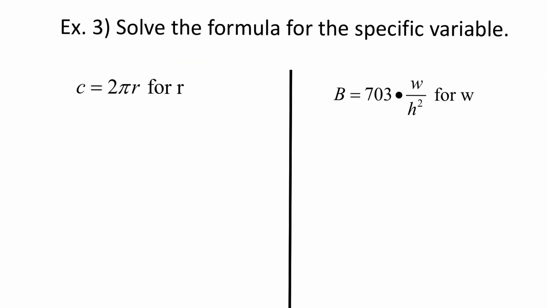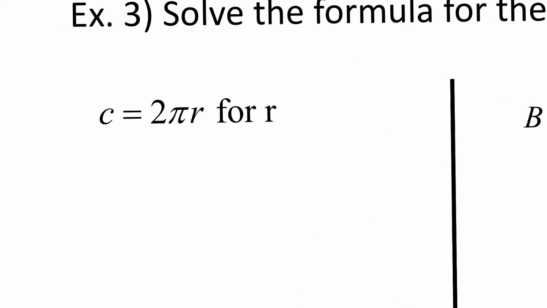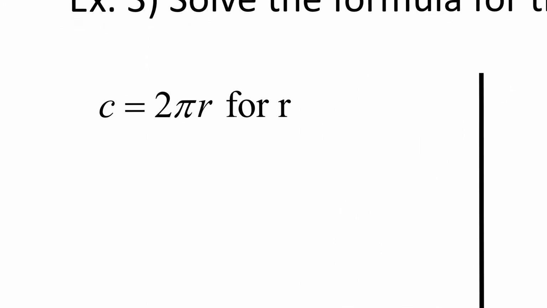Now sometimes when we have a formula that we actually can use in mathematics, we can also solve for a specific variable instead of substituting the values and trying to figure out what the answer is. So here I have two different formulas that we can use in mathematics. And the first one is c equals 2 pi r. Now we know that pi is an irrational number, and we are trying to solve for the variable r. So the variable r is right here.